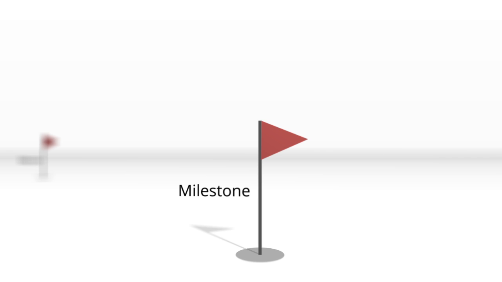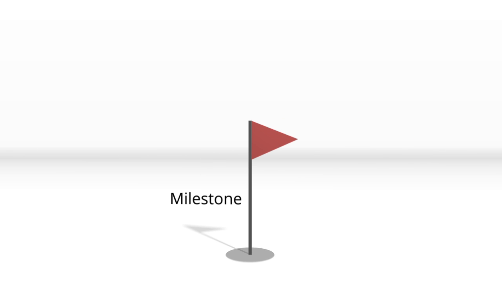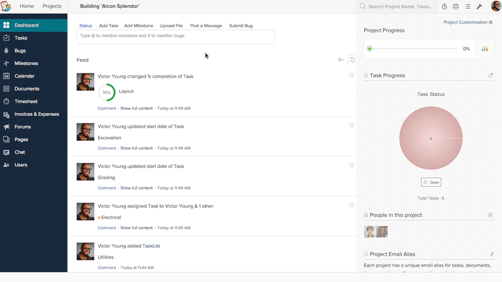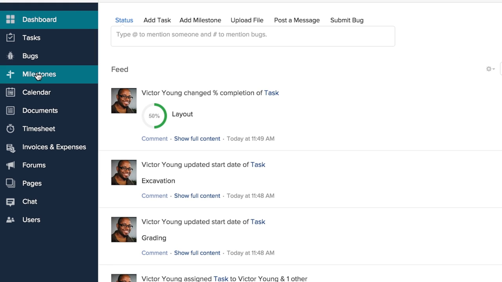Now, let's first create a milestone. Milestones are those markers that help you in keeping track of the project's progress. They help in grouping task lists together. First, let's create a milestone from the Milestones tab.